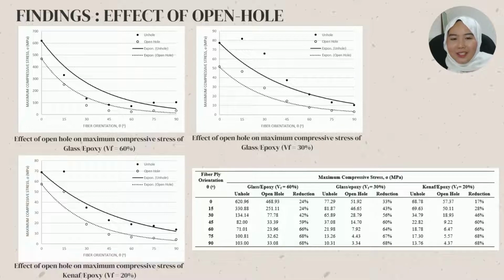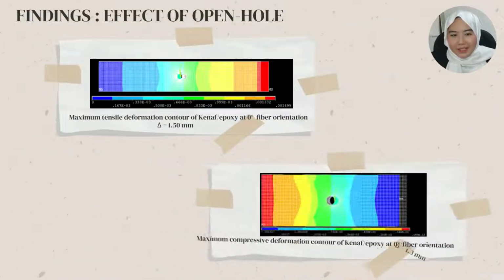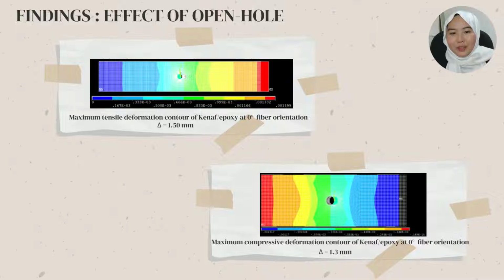The results suggested that 0-degree fiber orientation, which exhibits the least reduction and the highest maximum stress in the presence of open hole, is due to the high amount of fiber that existed in the direction of the load for both tests. This slide displays the effect of an open hole on its deformation behavior under tensile and compression load at 0-degree fiber orientation.